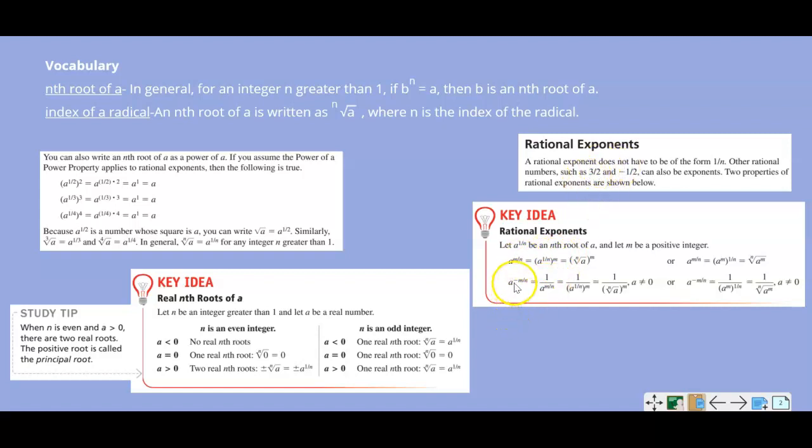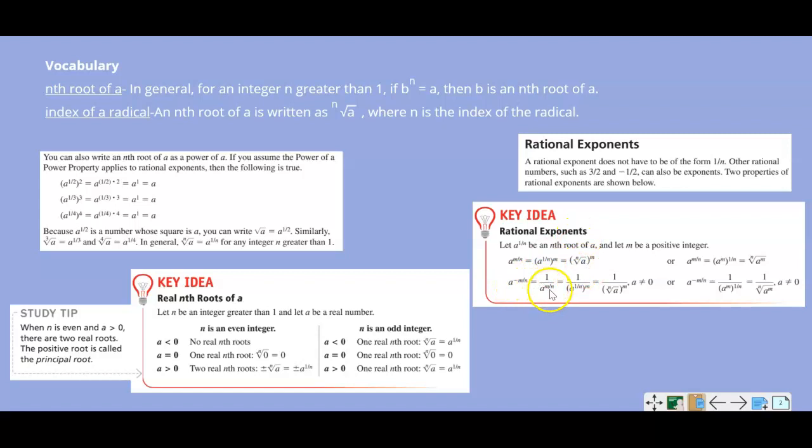All right, if you have a to the negative m over n, again, we're still referring back to properties of exponents. The negative 1/2, remember with properties of exponents, a negative exponent means it moves you to the bottom, or if you're on the bottom, moves you up. But we're going to move to the bottom, so it's going to be 1 over whatever. And then the same property up here applies.